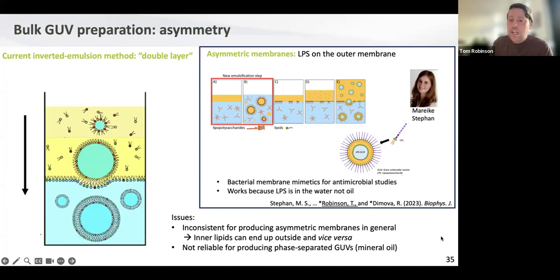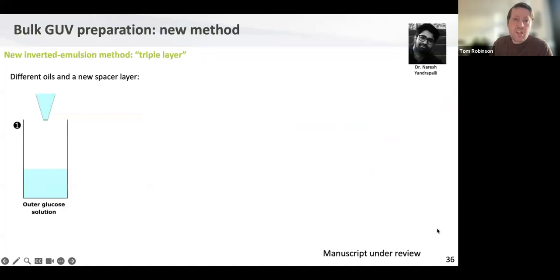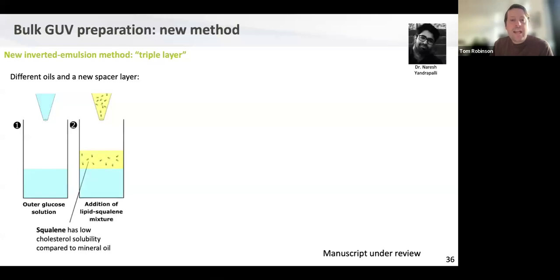However, we wanted to work on a new version of this that was more general and more reliable. So here I want to introduce a new method called the triple layer method. The way it works is that you start by adding in your outer solution. In this case, it's a glucose solution. We then add in our lipids in oil. In this case, it's squalene.